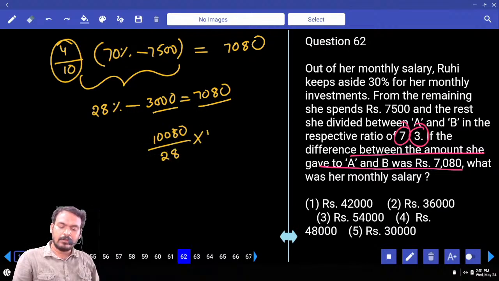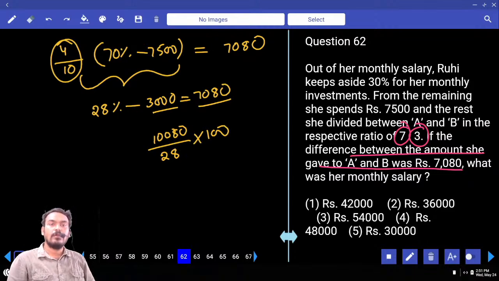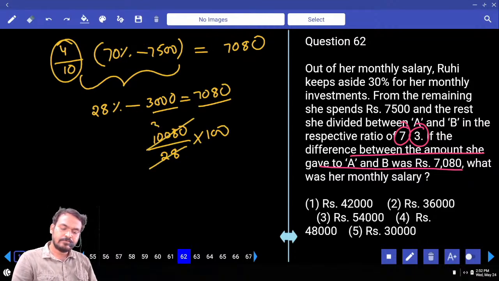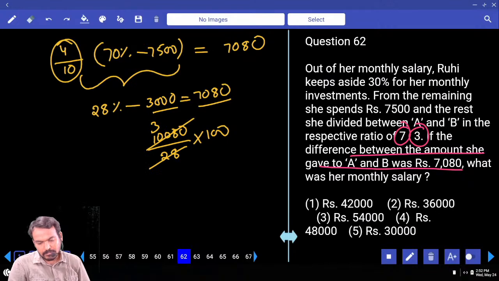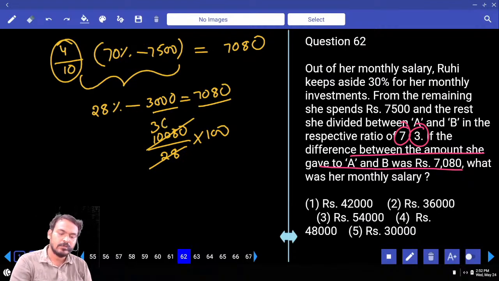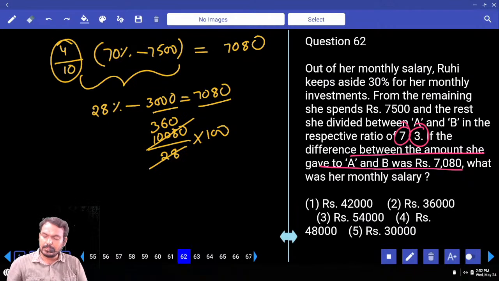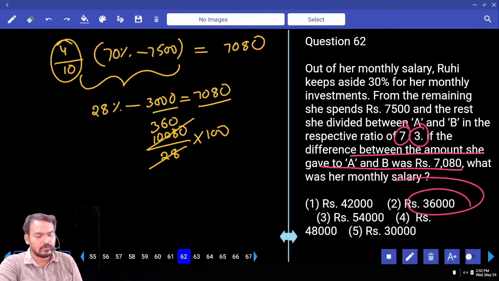It is equal to how much percent? 28%. But we required 100%, or not? 28 times 3 is how much? 84. What is the remaining? 16. 168, or not? How many times? 6 times. 360 into 100. What is the answer? 36,000.